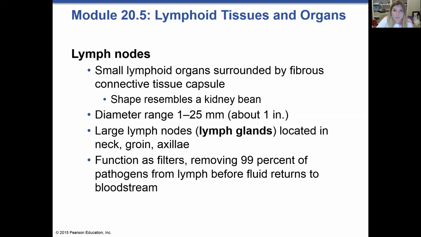These are basically little filtering stations. 99% of the pathogens that are in the lymph are removed from the fluid before it gets back into the bloodstream. Remember, the lymphatics are those little vacuum hoses sucking up all that extra cellular debris, any pathogens, etc., that might be in that interstitial fluid. So as it's vacuuming up, the lymph nodes are the little filtering stations which are going to check it before it lets whatever into the bloodstream, right?